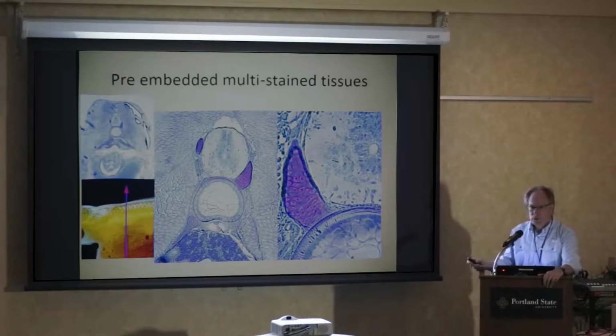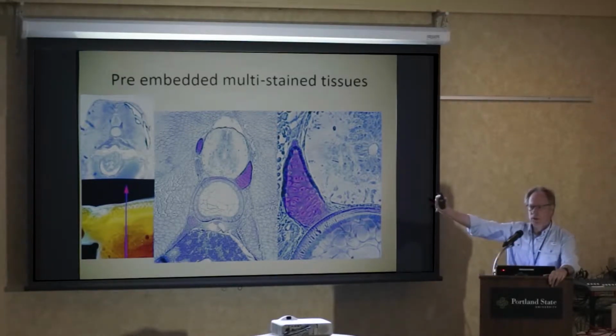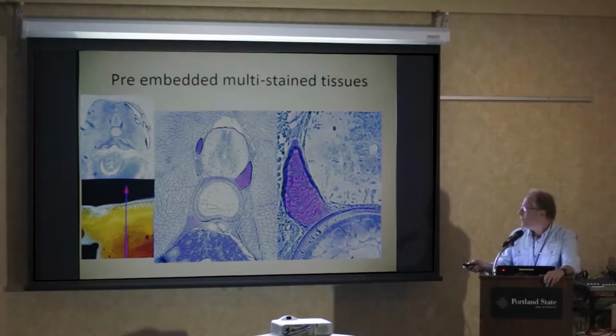Okay. So this is a multi-stained embryo, but I stained the embryos as whole mounts, and then embedded them and sectioned them. The idea is to get the stain deeply into the tissues and see this differential, the distinction between, again, things that are an ectodermal and a mesodermal layer.